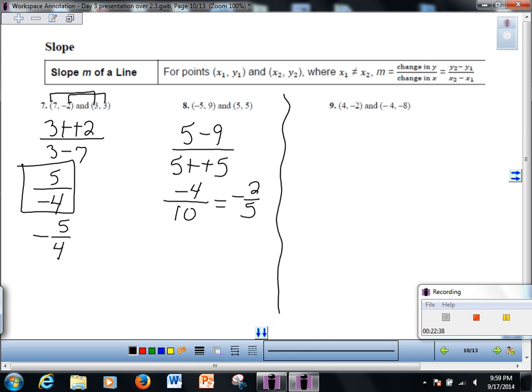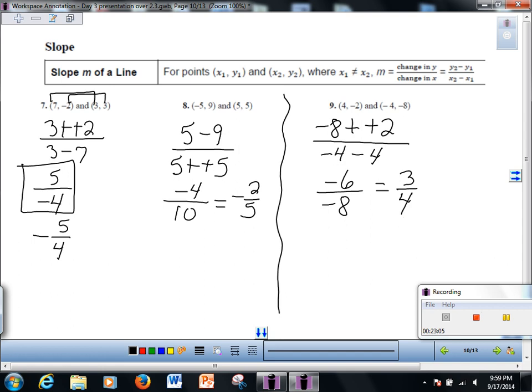And my last slope one, before I look at some graphs: negative 8 minus negative 2 over negative 4 minus 4. Negative 8 minus negative 2 becomes negative 6 over negative 8. Reduce those and get 3/4. So, change in y over the change in x.